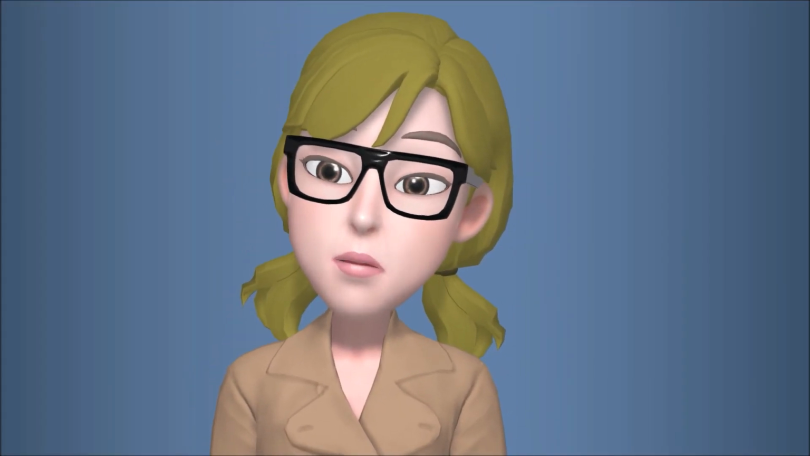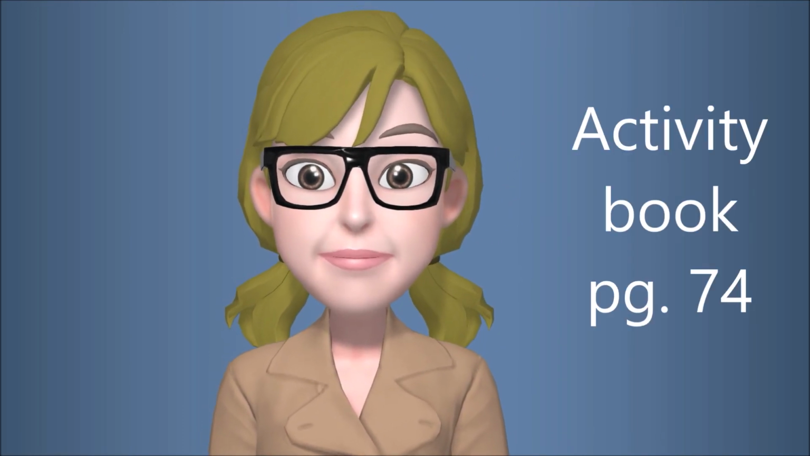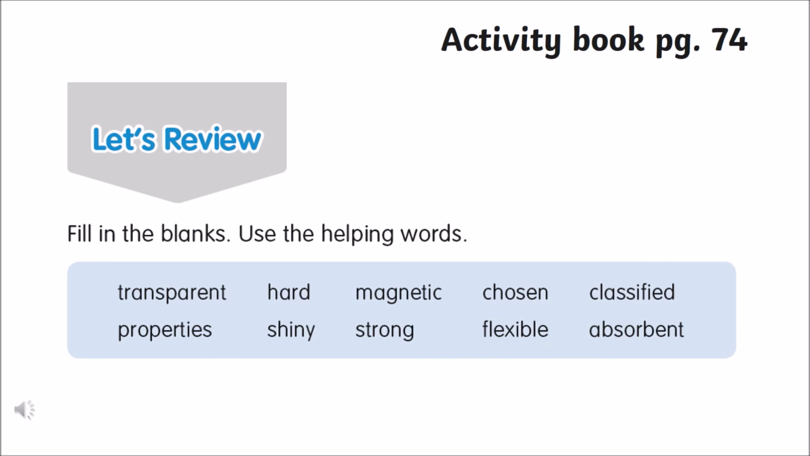Please open your activity book to page number 74 and let's review. Here we have activity book page 74. Let's review. So again, we're going to be doing this in sections. First of all, let's have a look at vocabulary. Here's the vocabulary box. We have transparent, properties, hard, shiny, magnetic, strong, chosen, flexible, classified, and absorbent.